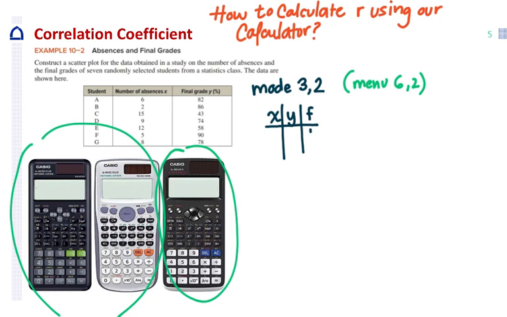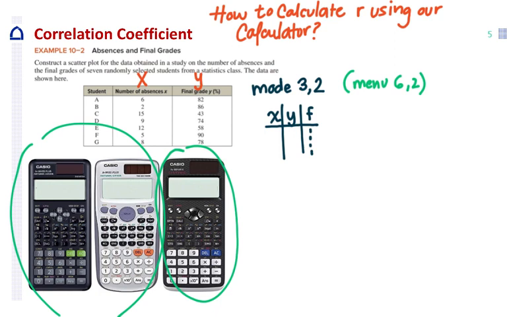It will just automatically fill out with ones if you don't use it. Okay, so what we'll do is we are taking this data that was given to us, the number of absences, and how does that compare to our final grades. So we're going to enter each one of those in.